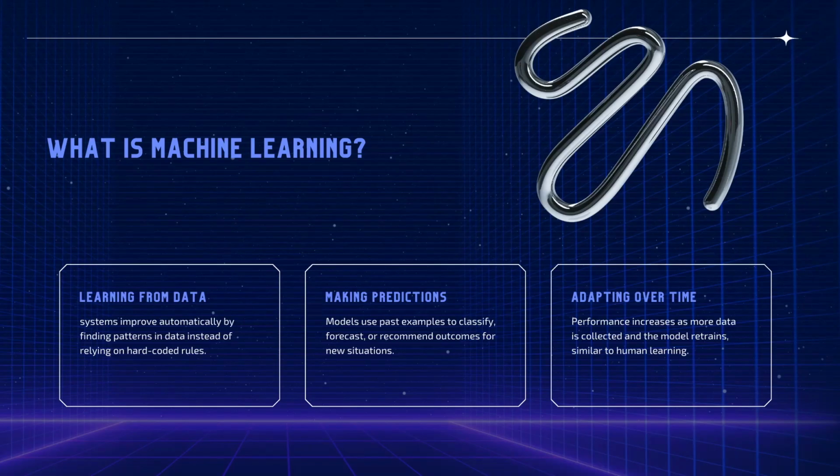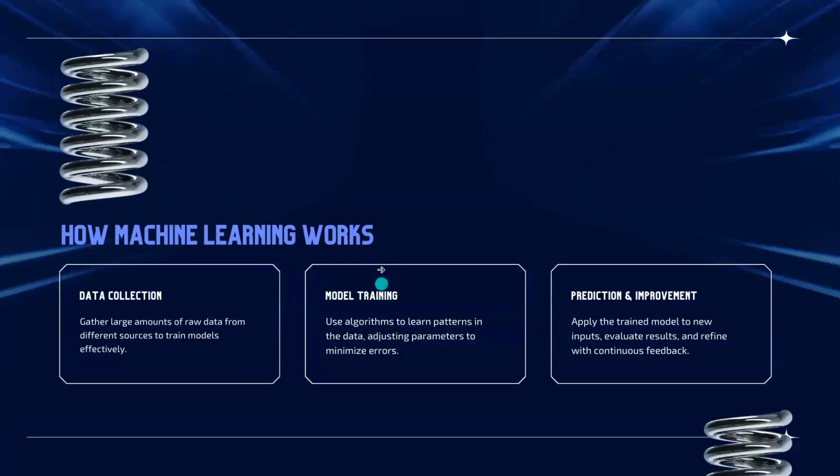Think of it like how humans learn to recognize faces. You don't memorize each person's features. You see patterns over time and start recognizing them instantly. Machine learning systems do the same, but at a scale that humans just can't match, right? Processing millions of examples per second.